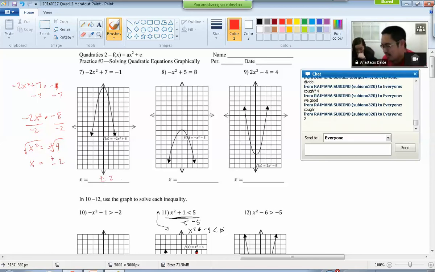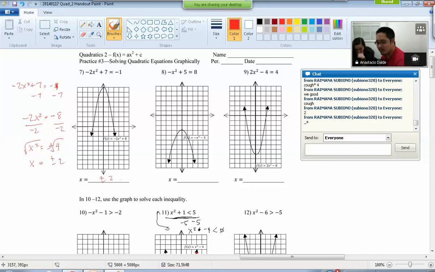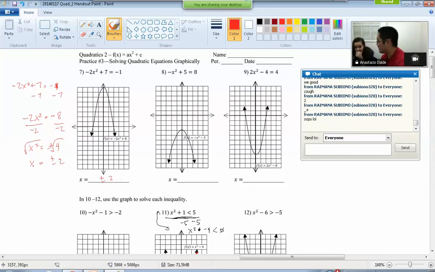I have a question. Which one would you rather do? Would you rather read the answer from a graph or solve it out algebraically? Read the answer from the graph. Yeah, you can literally look at the thing and say, oh, it looks like plus or minus 2. Yes, I understand that.